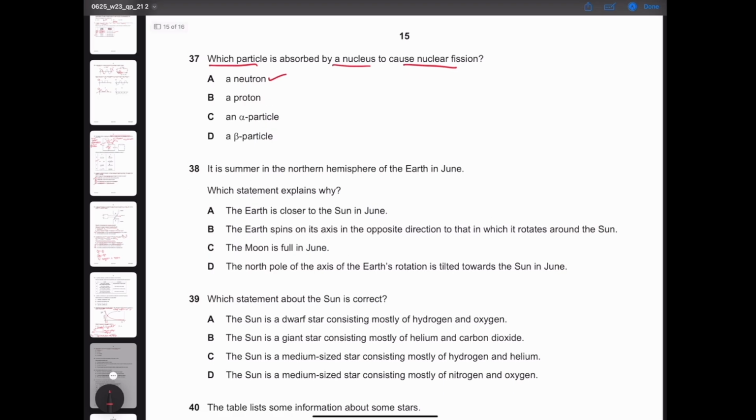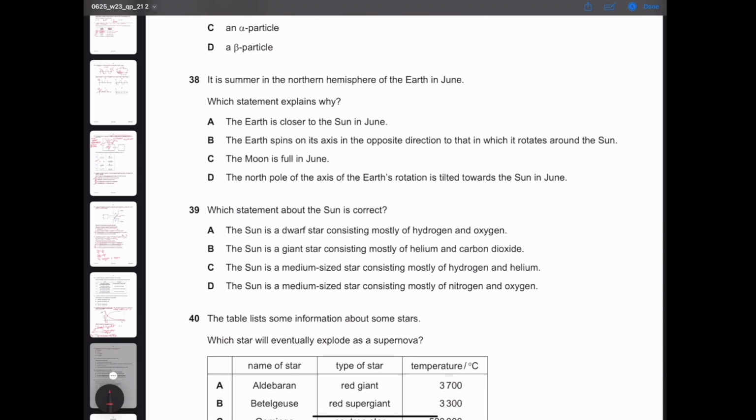It is summer in the northern hemisphere of Earth in June. Which statement explains why? The Earth is closer to the Sun in June. This does not look like a logic a physics student will provide. So this is not correct. It's not that Earth moves towards the Sun, then away from the Sun. It's not like that. Earth revolves around the Sun. That is true. The Earth spins on its axis in the opposite direction to that in which it rotates around the Sun. Doesn't make sense. The moon is full in June. What does the moon have to do with the radiation from the sun?